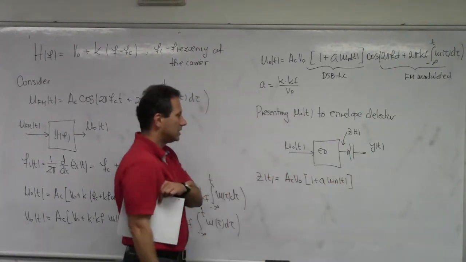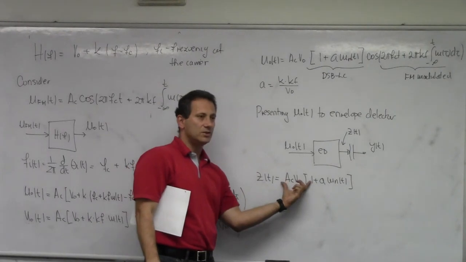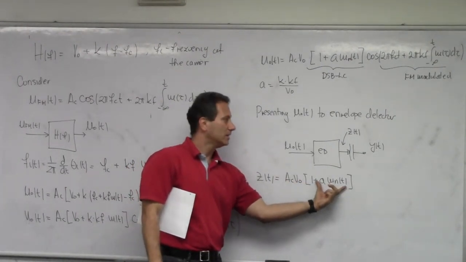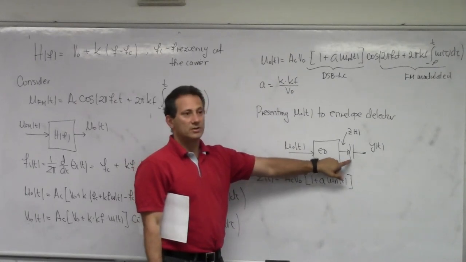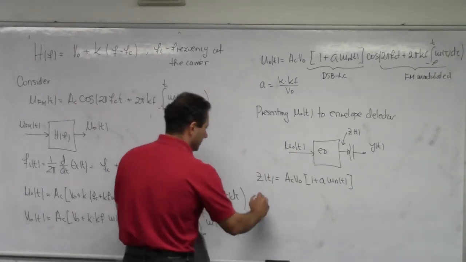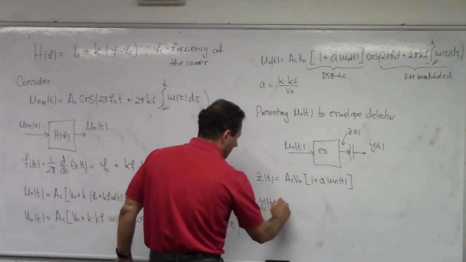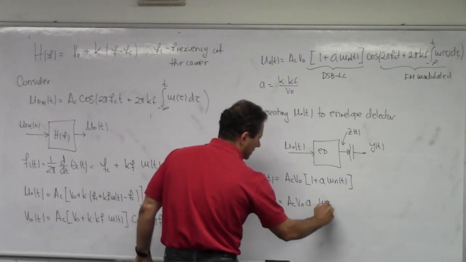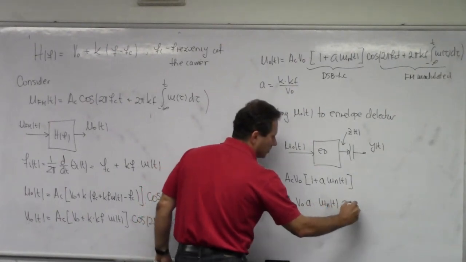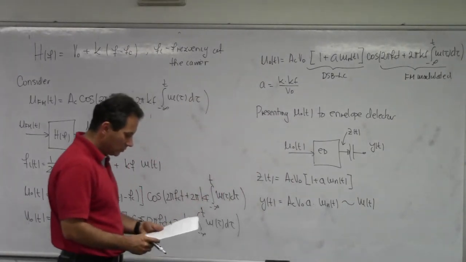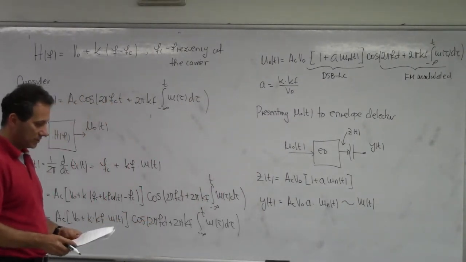And you can see that this signal has two components. It has this DC component and has this component proportional to m_n of t. The DC component does not go through this DC blocking circuit. So you get your y of t equal to A_c V_0 times a times m_n of t, which is proportional to m_n of t. So that's how we do the demodulation here.